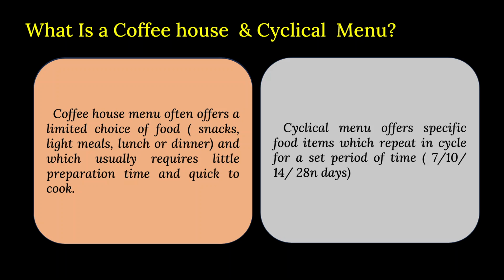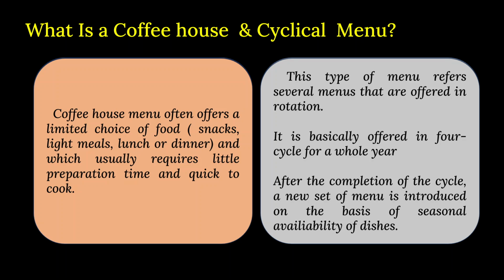Whereas the cyclical menu offers specific food items which repeat in a cycle for a set period of time. It can be a 7-day cycle, 10-day cycle, 14-day cycle or 28-day cycle, like that. It is totally depending on how you plan. That means, say, a 7-day menu starting from Monday, Tuesday, Wednesday, Thursday, Friday, Saturday, Sunday, and again Monday it will start. Monday's menu won't come back within any other days. It may come back only on Monday again. Like that it will be coming back in cyclic order, and the span of the cycle will be decided by the authority.